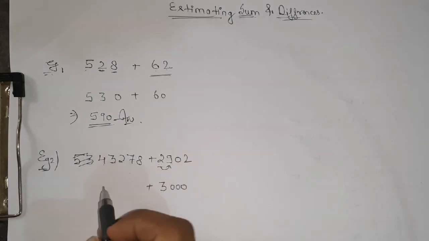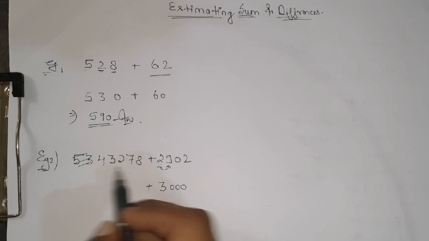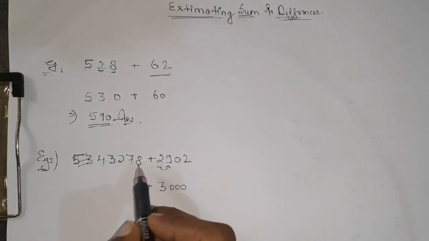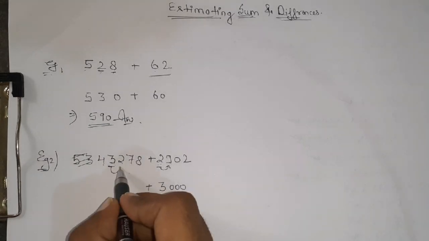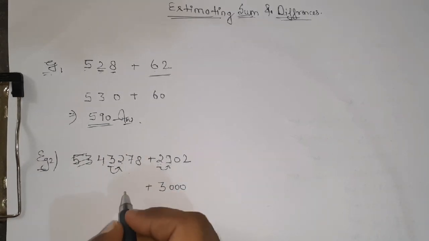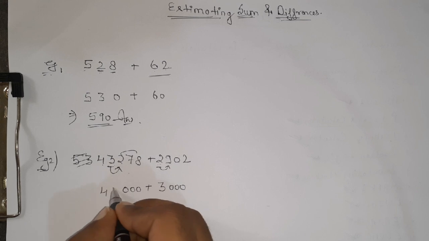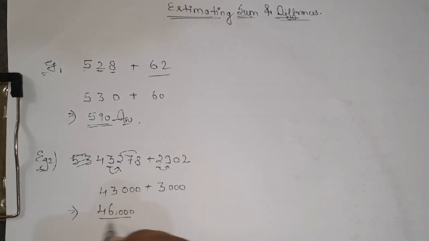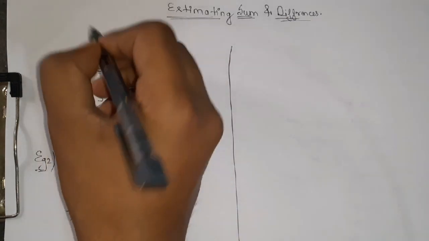Okay student, now come to this number. We have to round it off up to the thousand place. Why? Because the smaller number has digits up to the thousand place: ones, tens, hundreds, thousands. So this is the digit at the thousand place. After 3 we have 2, which is less than 5. So we replace the last three digits with three zeros, and 4 and 3 stay. So the answer is 43,000 plus 3,000, which is 46,000. You can add it easily, right? So this is how you can do the sum.